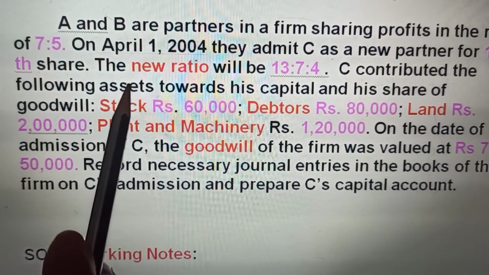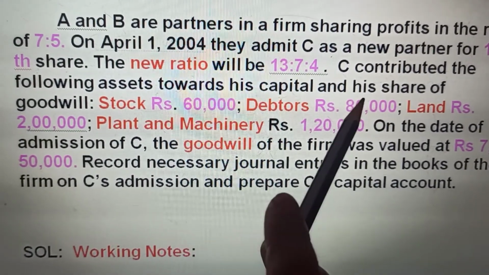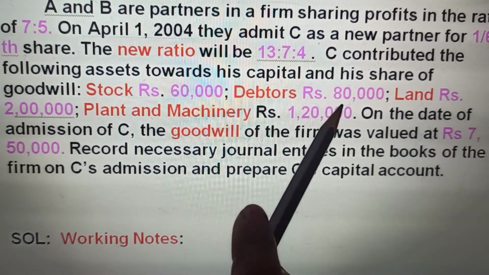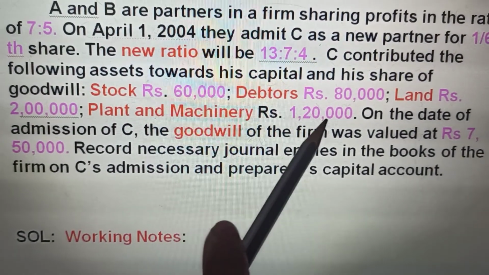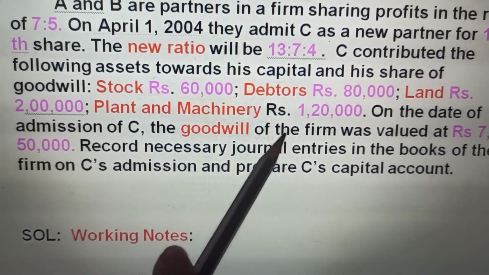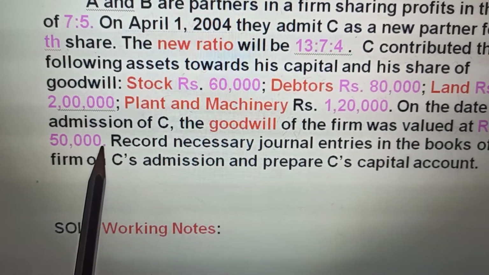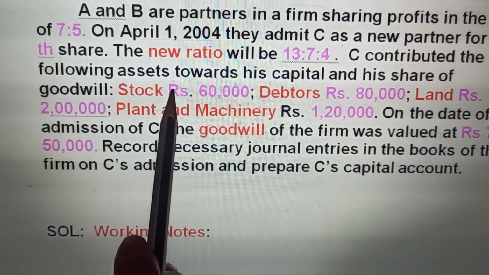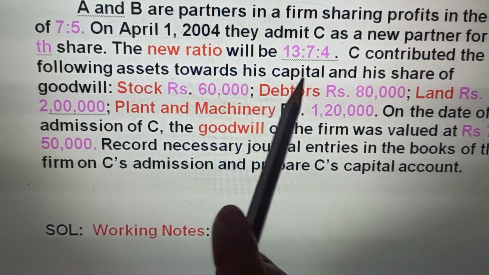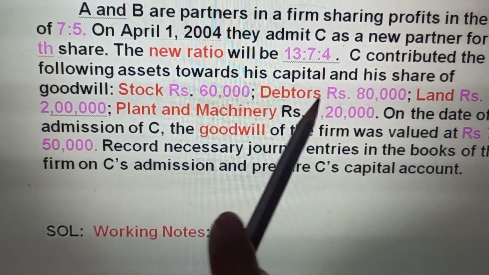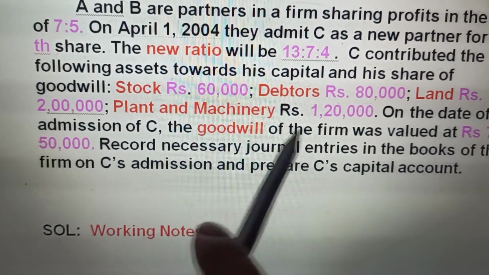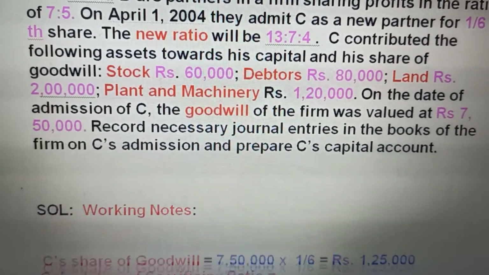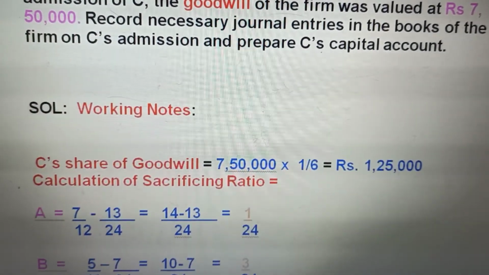C contributed the following assets towards his capital and his share of goodwill: stock 60, debtors this much, land this much, plant and machinery this much. On the date of admission of C, goodwill of the firm was valued at rupees 7,50,000. Record the journal entries. So for his share of goodwill and his capital, he is bringing these assets. Only the difference is money is not in bank or cash account; it will come in the form of assets.